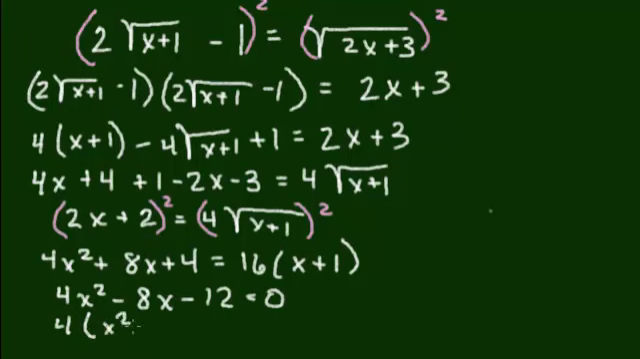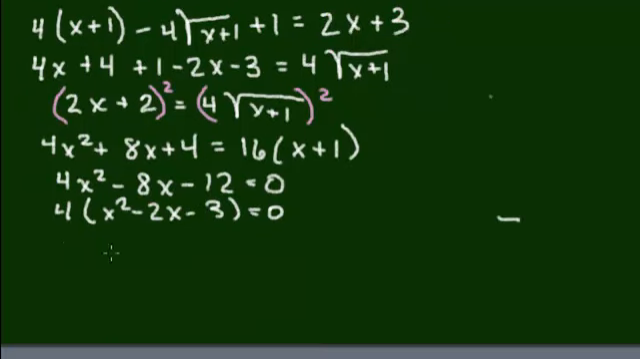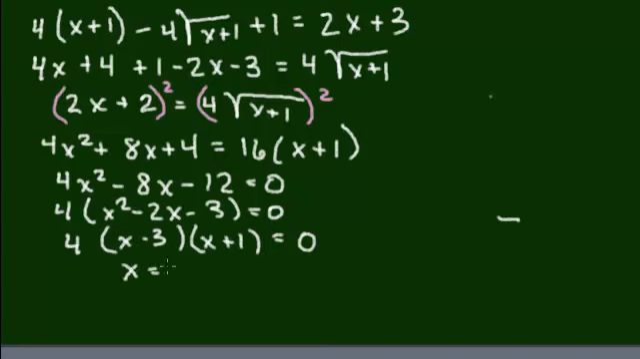X squared minus 2x minus 3. Oh man, that'll factor. That is sweet. Factoring is always nice. 4, factor this guy here. And then I get x minus 3, x plus 1. And x equals 3, or x equals minus 1.